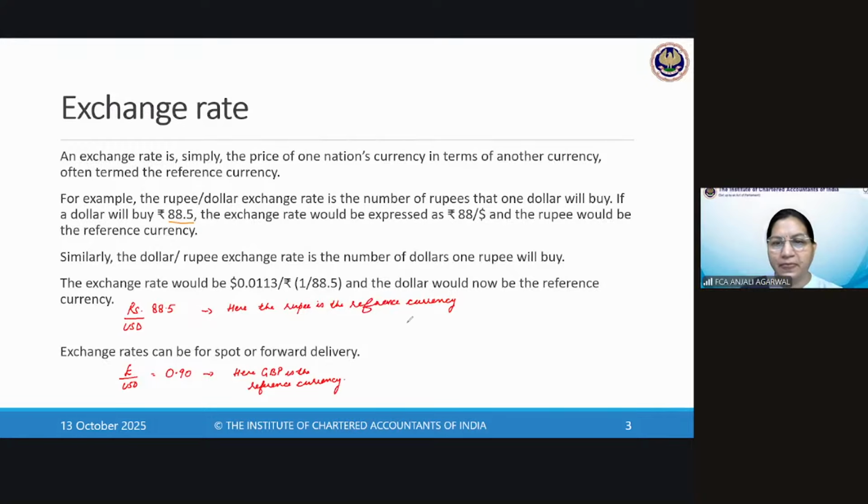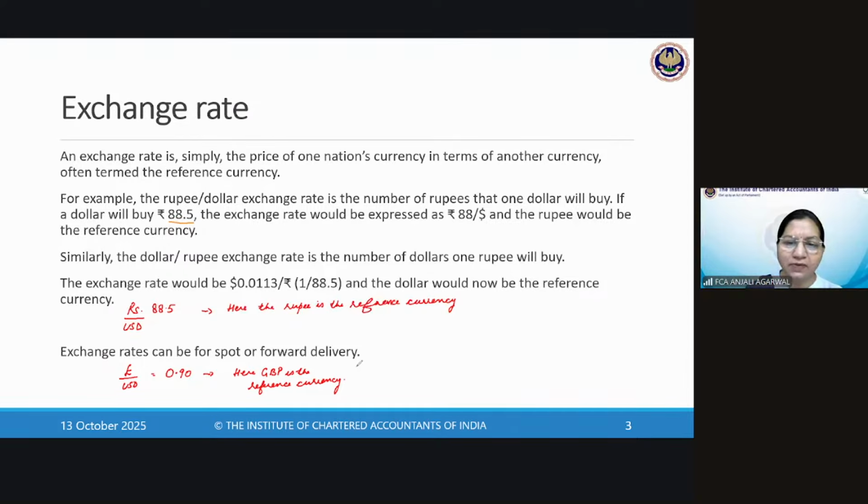Right, team? Have you understood the concept of reference currency now? So $1 could be 88, $1 could be 0.9, $1 could be 2, $1 could be 1.8. It depends upon what the reference currency is. Here, if you compare the price of 1 USD against rupee, it is 88.5 at present, which is the current price almost. So the rupee is the reference currency in this quote.